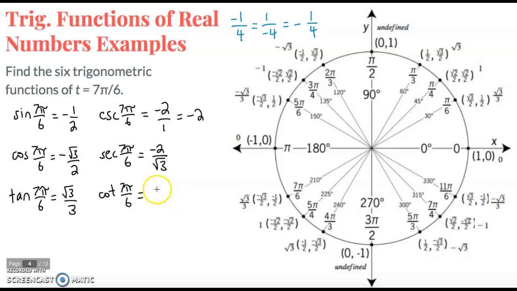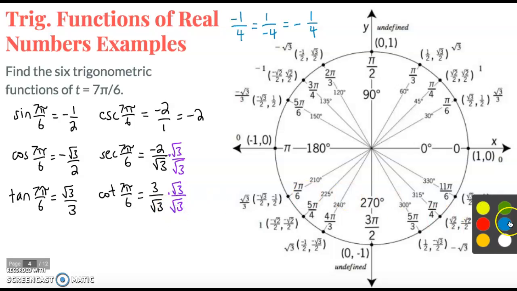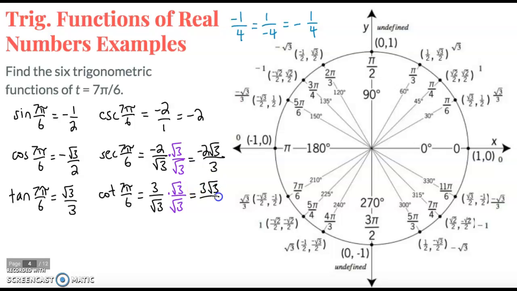And then tangent, when I flip that one, is 3 over the square root of 3, and we'll have to rationalize there as well. So when I do that, you want to multiply by what you're trying to get rid of in the denominator. I end up with negative 2 square roots of 3 over 3, right? Square root of 3 times square root of 3 is square root of 9, which is just 3. And then on the cotangent, 3 square roots of 3 over 3.